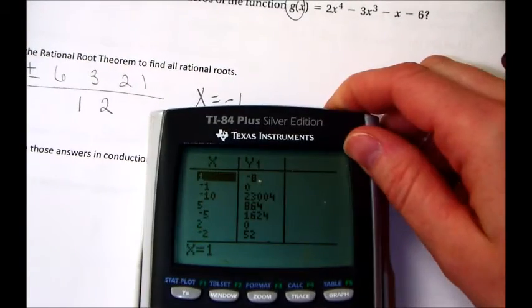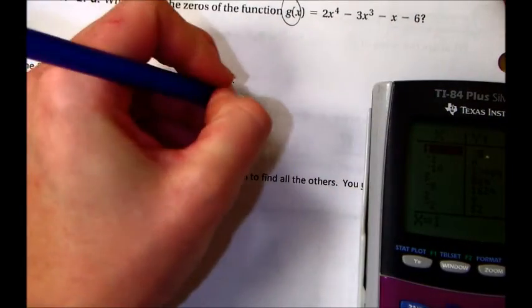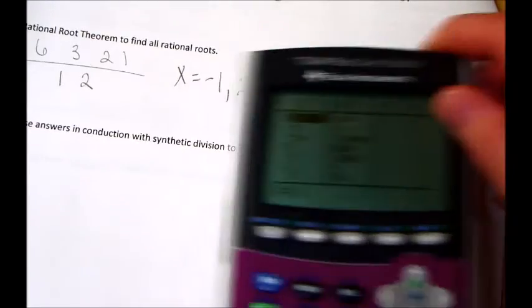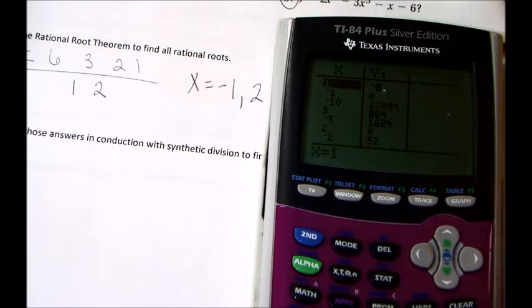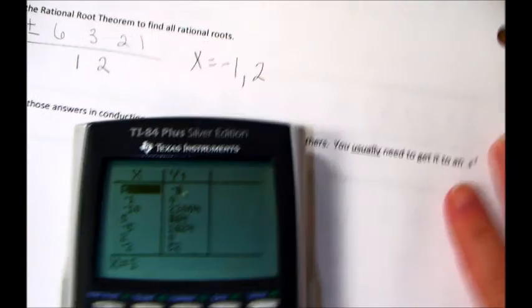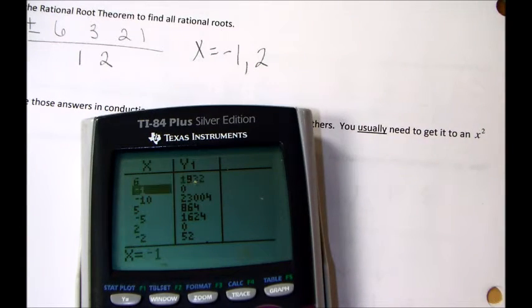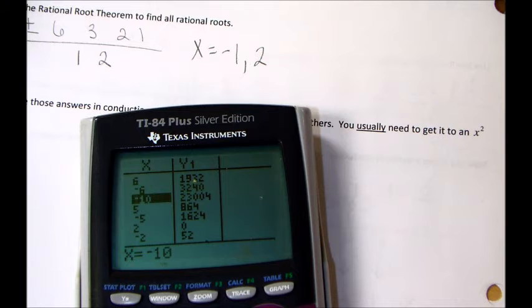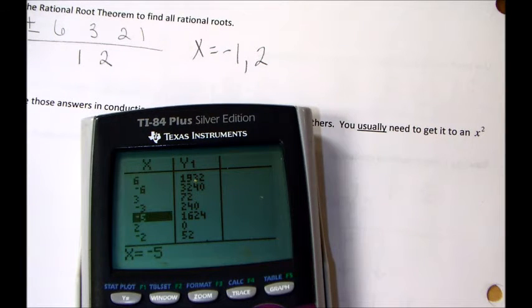And what else pops up? 2. So I may as well just put those on there. But I'm going to test all the other ones, too. So I'm going to test positive and negative 6. I know that's hard for you to see. There's a good spot. Positive and negative 6 do not work. Positive and negative 3 do not work.